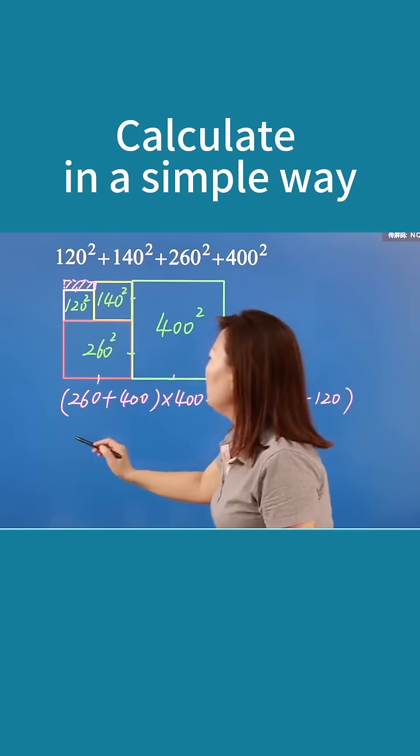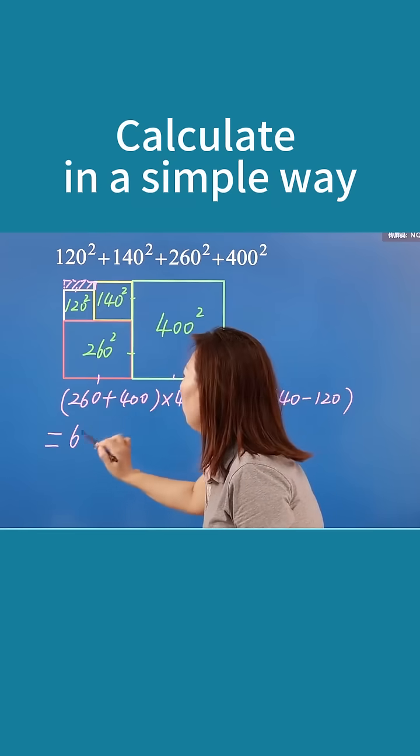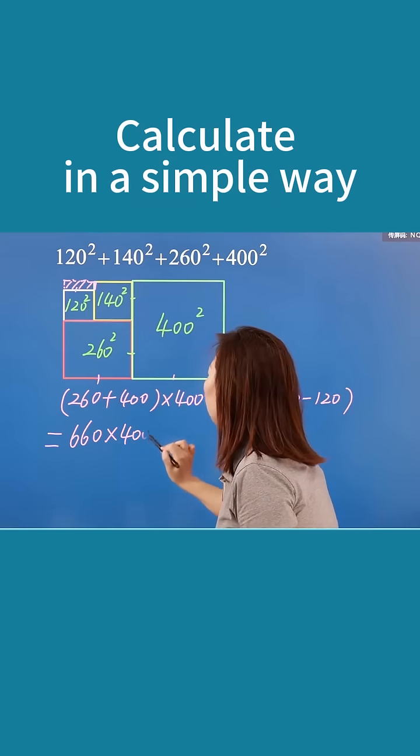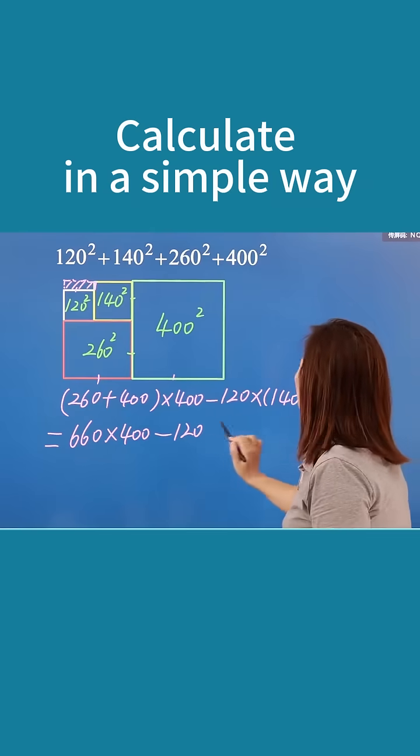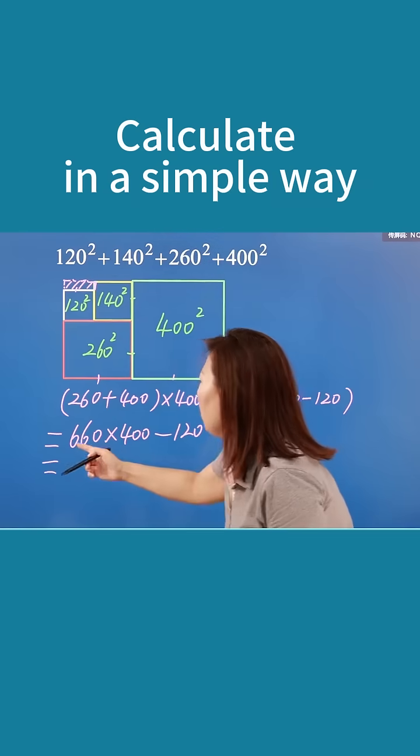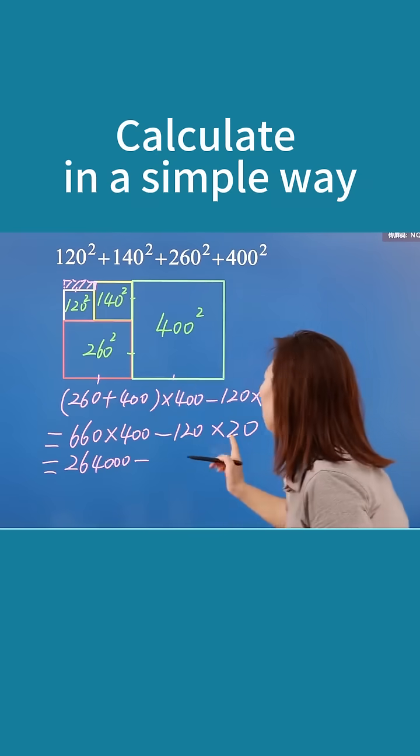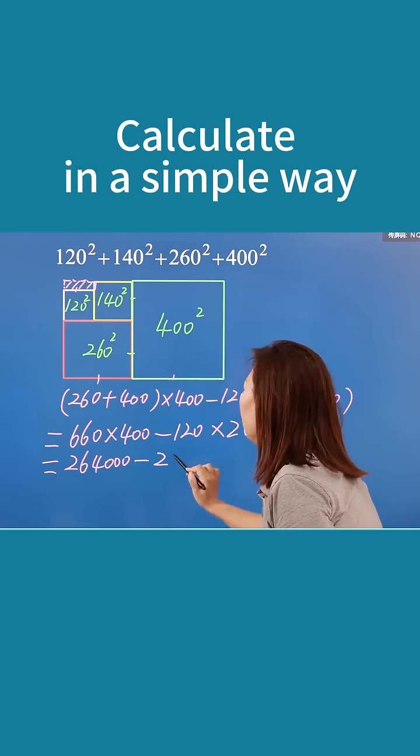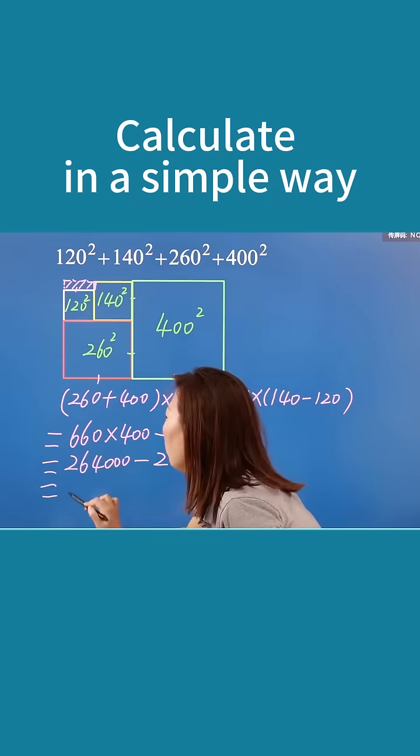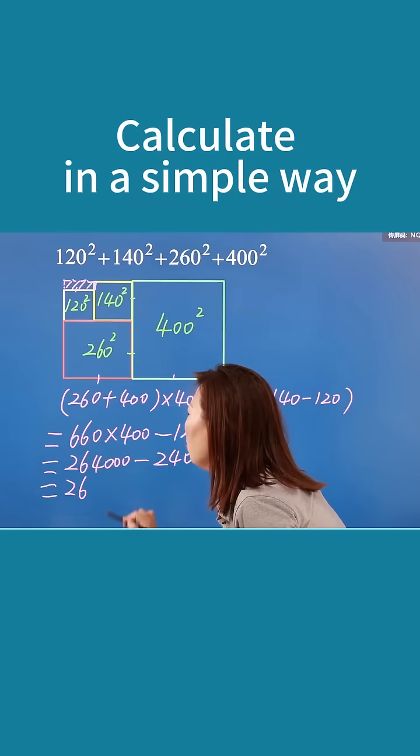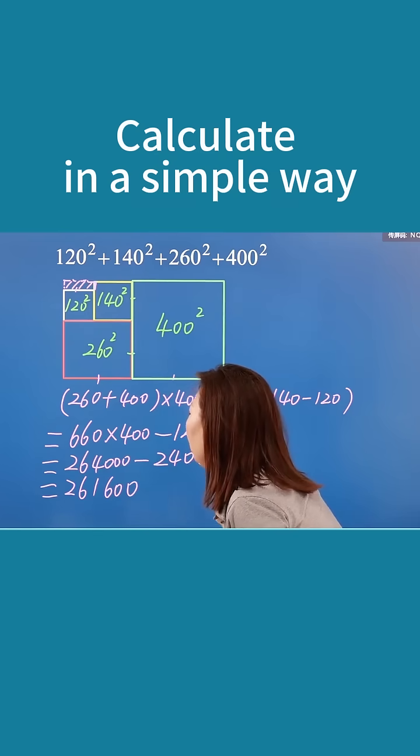Okay, so next, let's calculate. Isn't this equivalent to 660 multiplied by 400 minus 120 multiplied by 20? So 660 multiplied by 400 equals 264,000, and 120 multiplied by 20 equals 2,400, right? Okay, so the final result is 261,600, right? Did you learn it?